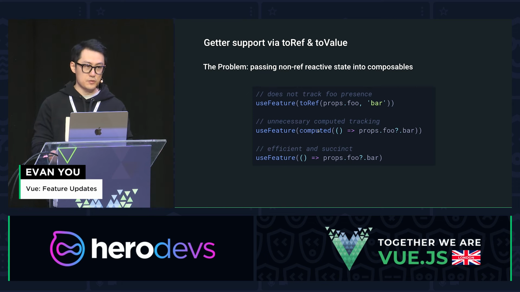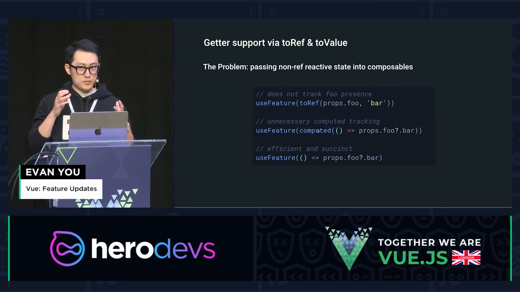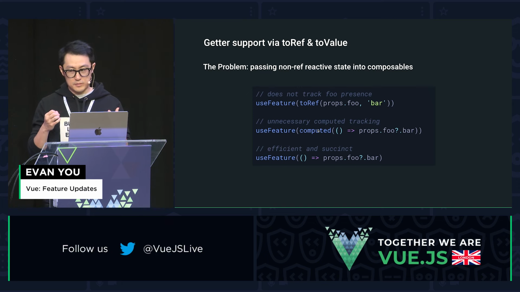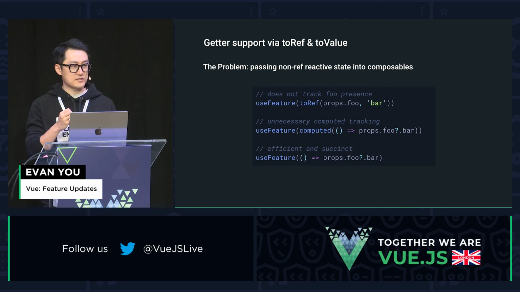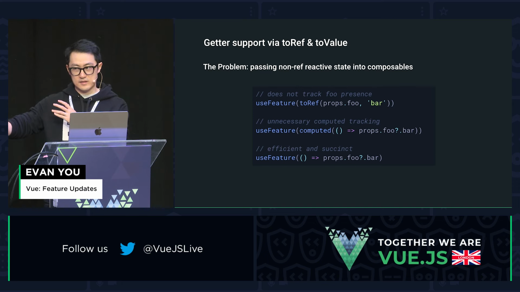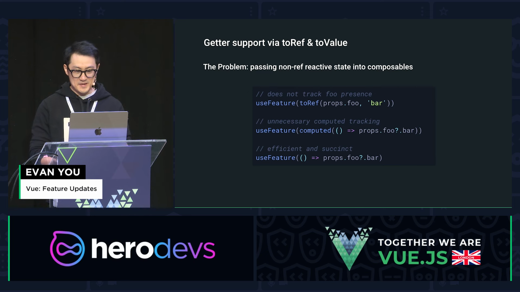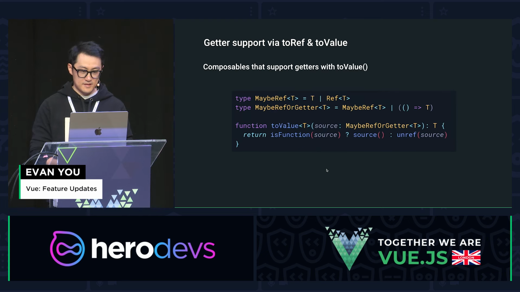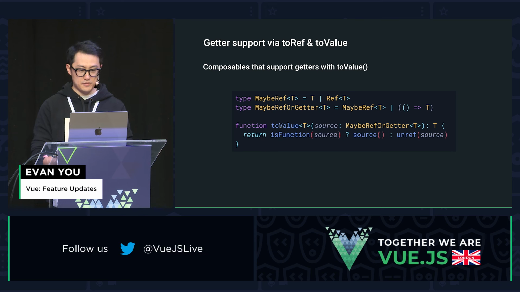The problem is computed. Sometimes we may just use computed without thinking too much about it, but internally, computed has to create a watcher that keeps track of things and invalidate values and all that. And so the easiest way to do it is if your composables actually just support accepting a getter. And so we provide a new function called toValue for you to do that.